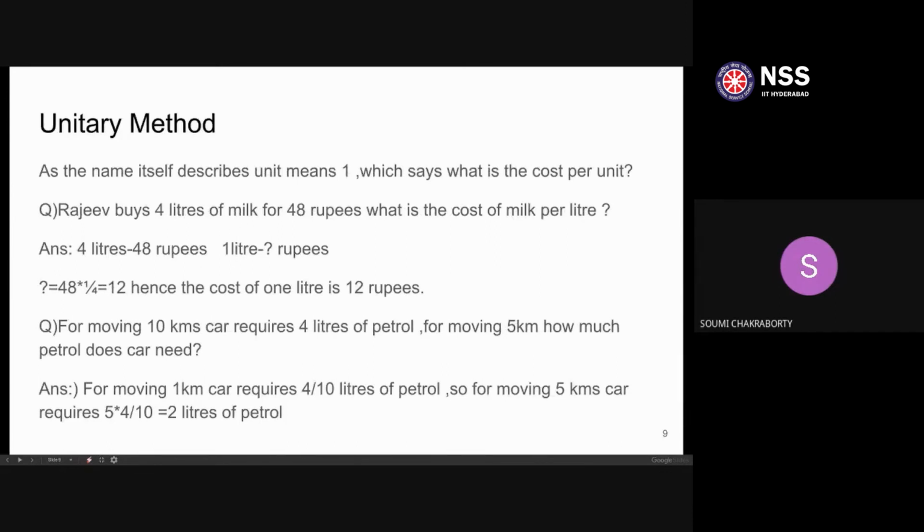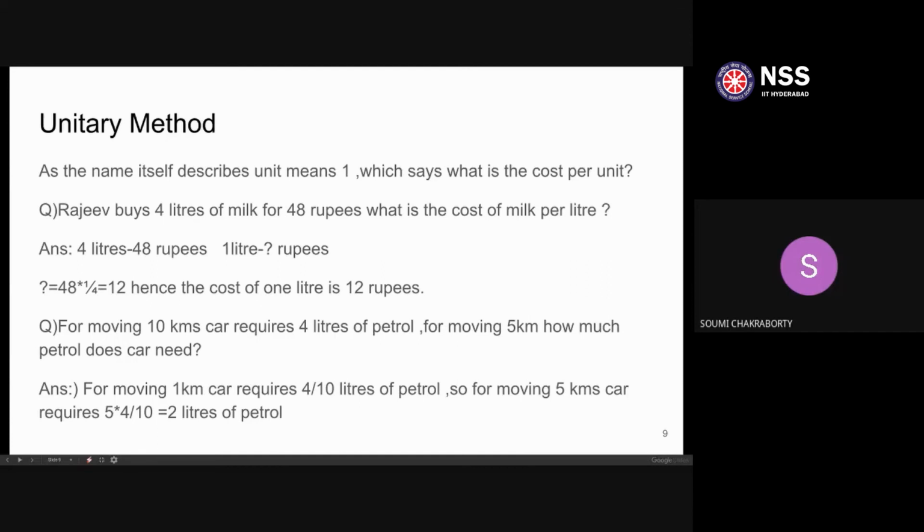Unitary method. So as I mentioned before in a previous question, if you have 42 rupees and 7 items, what's the cost of one item? That is exactly what the unitary method is. As the name itself describes, unit means one, which says what is the cost per unit.